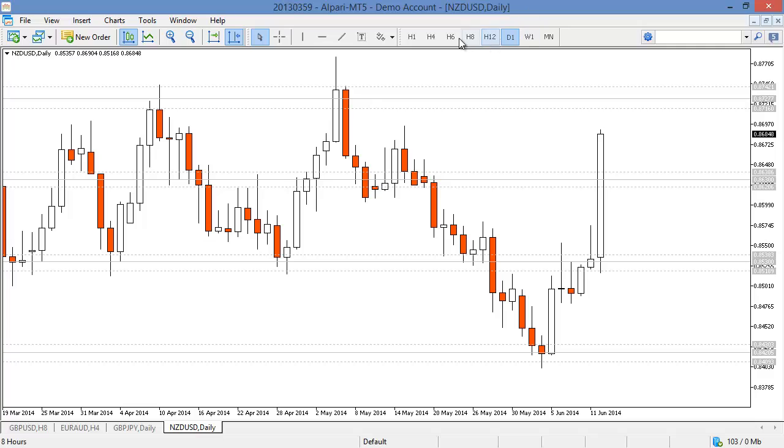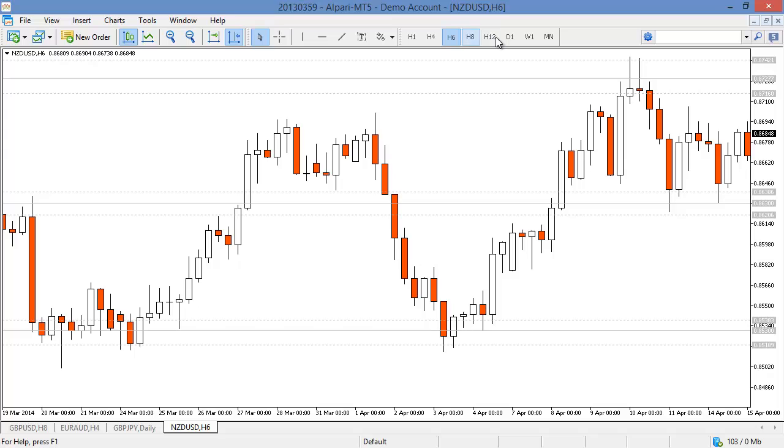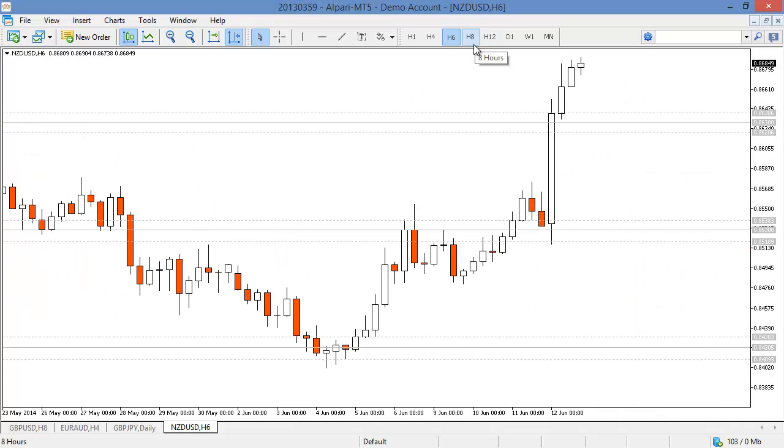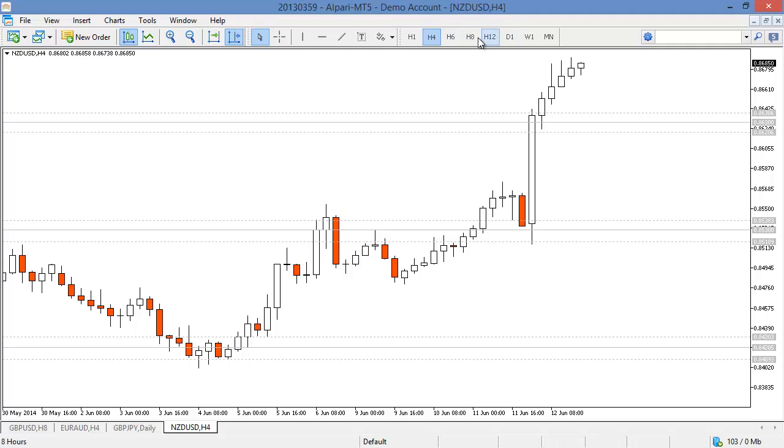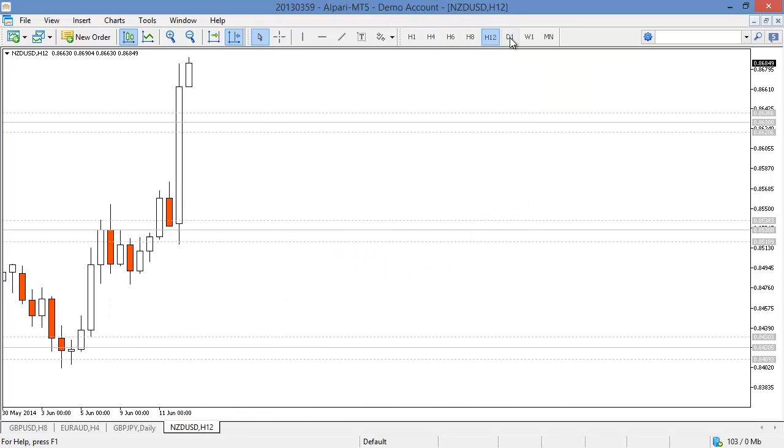So you could choose the time frame you want to trade. You could trade the daily, the 12-hour, the 8-hour, the 6-hour. Personally, I trade all these time frames. I look at the 4-hour, the 6-hour, 8-hour, 12-hour, and daily. But if you don't have time to do that, you could just look at the 8-hour, 12-hour, daily.